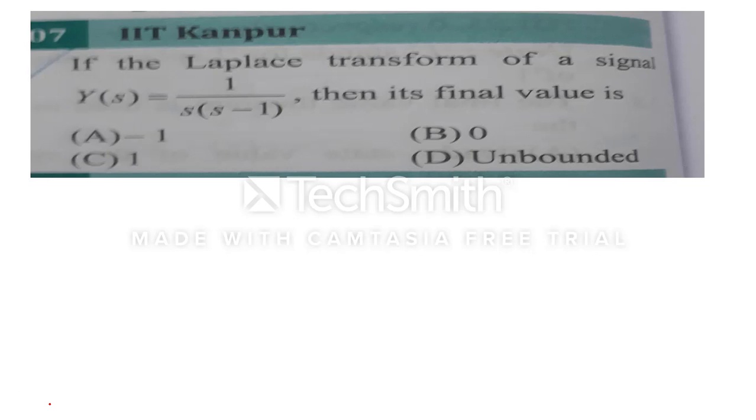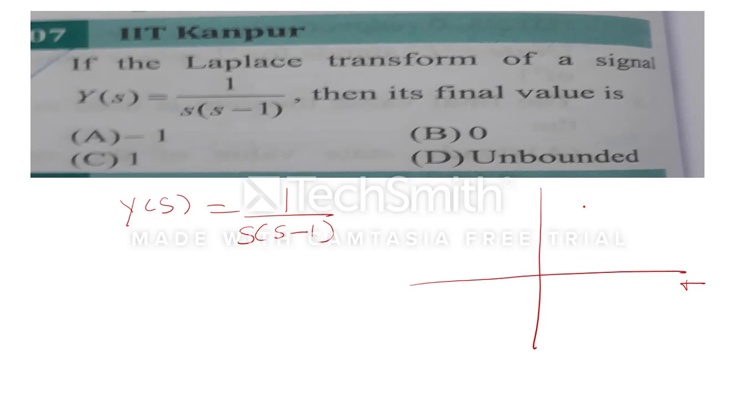If the Laplace transform of a signal is given and they are asking for the final value theorem, the expression written over here is 1 upon s minus 1. So if you remember, for final value theorem, it is said that the poles should always lie at the left side. But here we can see that if we try to plot the poles on the j omega plane, the poles are 0 and 1. So definitely one pole will be at 0, one pole will be at 1. So we can say that final value will not exist, but we should know why it will not exist.